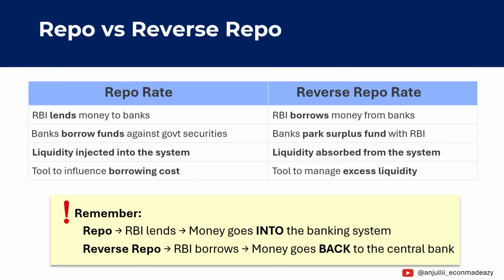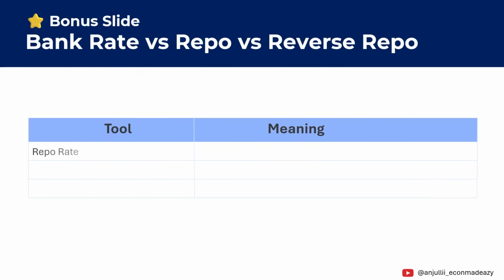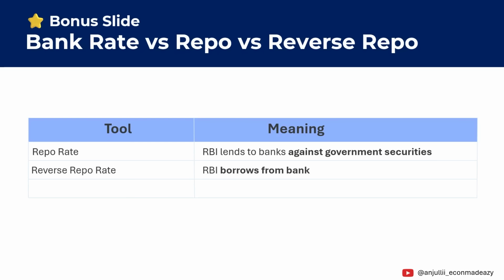And before we wrap up, there is one more concept that students often confuse with repo and reverse repo, the bank rate. So in the next bonus slide, let's quickly see how bank rate compares with repo rate and reverse repo rate. Repo rate is when the RBI lends money to banks against government securities. Reverse repo rate is when the RBI borrows money from banks. And bank rate is when the RBI lends to banks without any collateral.